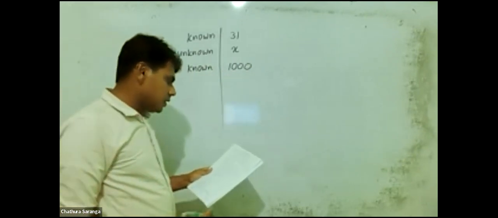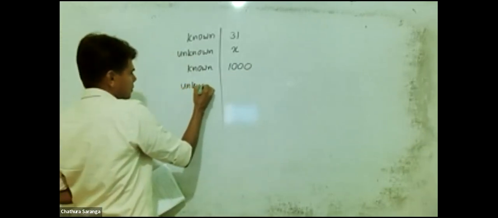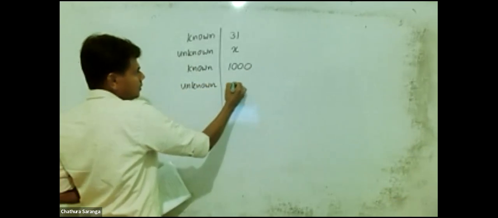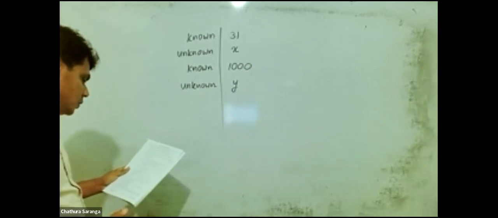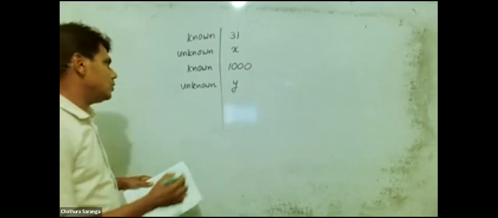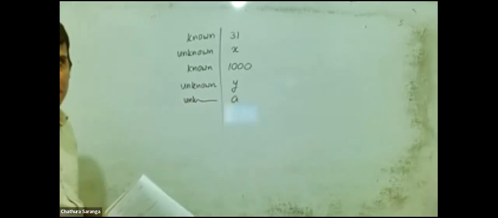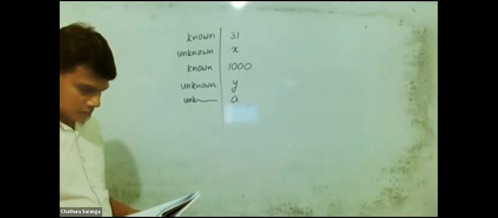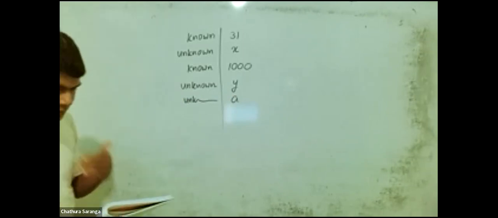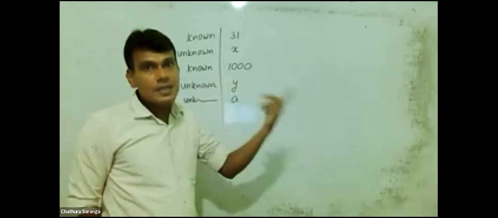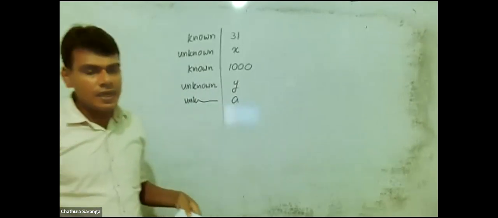Next, the number of words in the grade 6 mathematics textbook. Unknown. A, B, C, D, one of a simple letter. The number of times you took a break yesterday. Unknown. Here, A. The third one, 1000 milliliters in 1 liter. Right. 1,000. Okay.